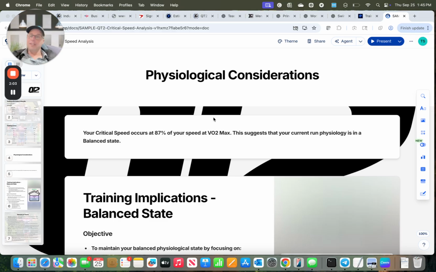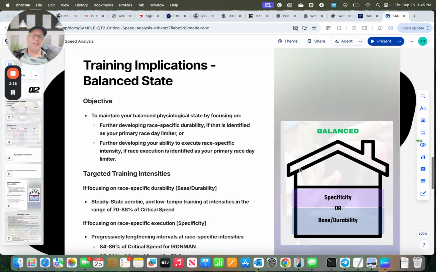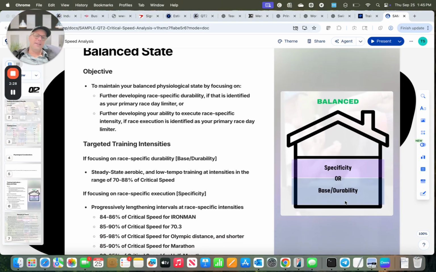So the coach runs through a bit of an analysis to give you physiological considerations around your test results. In this particular case, the athlete's critical speed occurs at about 87% of their speed at VO2 max. This suggests that their run physiology is in a balanced state. So their attic space, their physiological attic, is at an ideal size. And so in that particular case, the athlete has two choices to make. They should either enter into a base durability block or a specificity block.